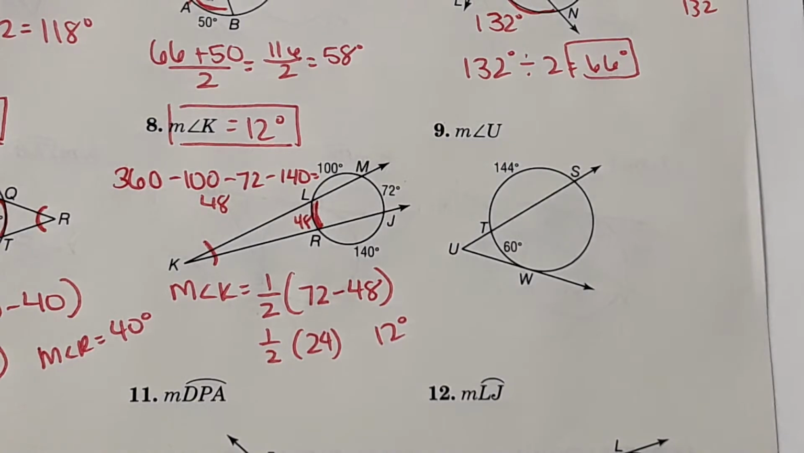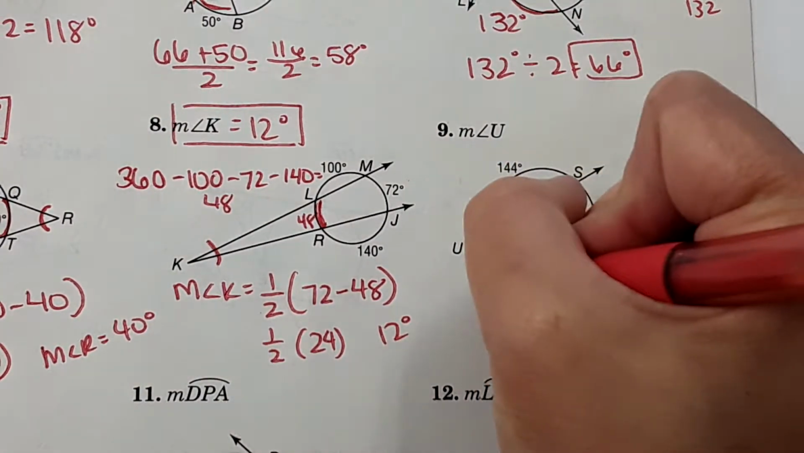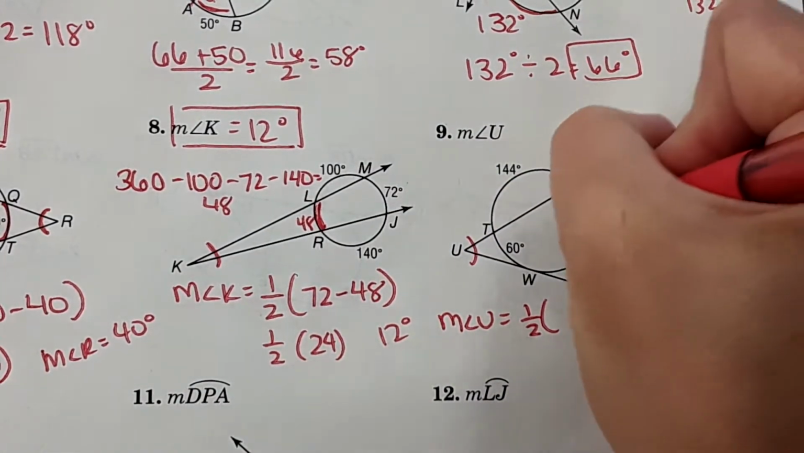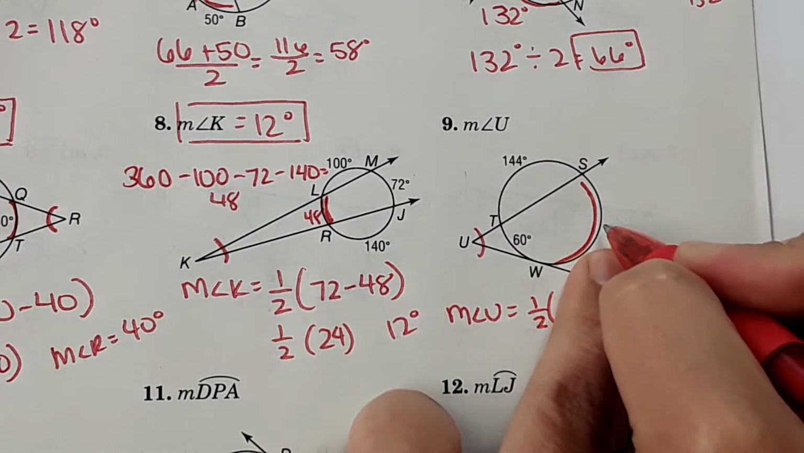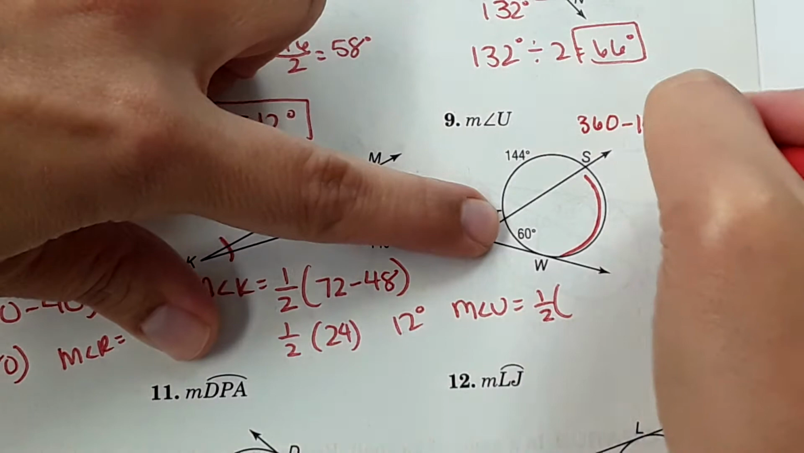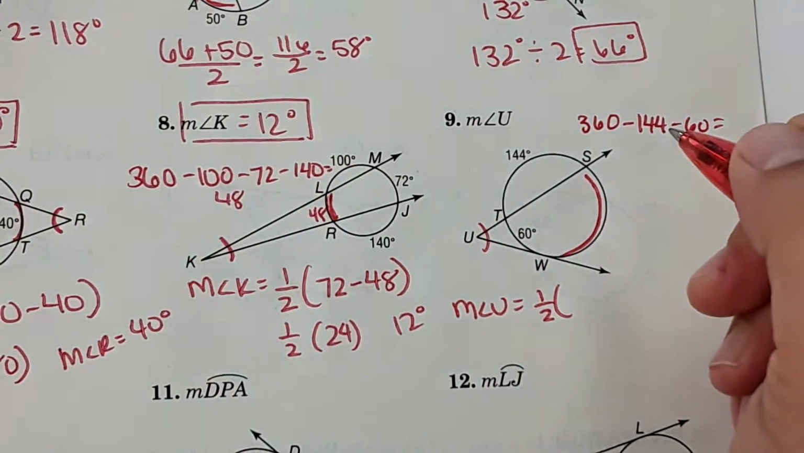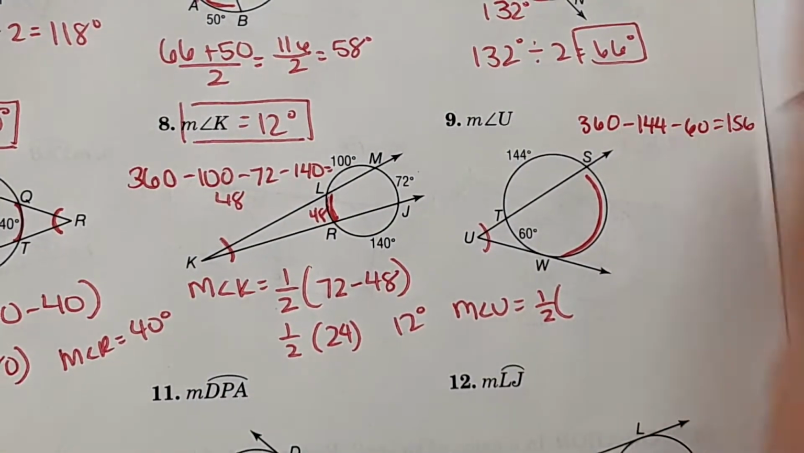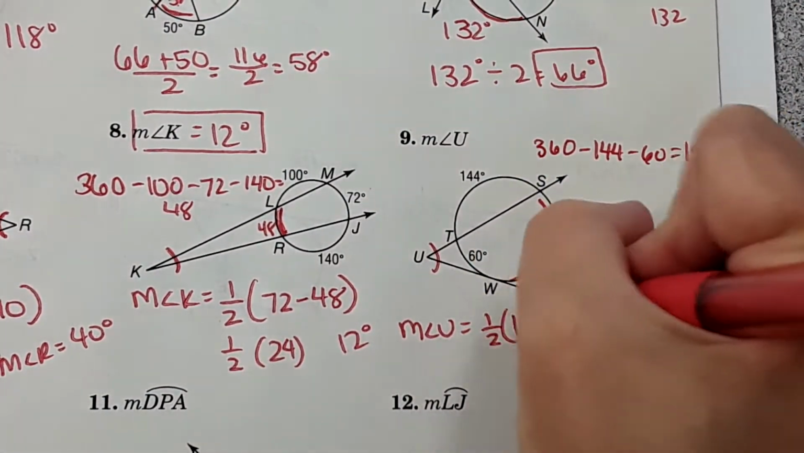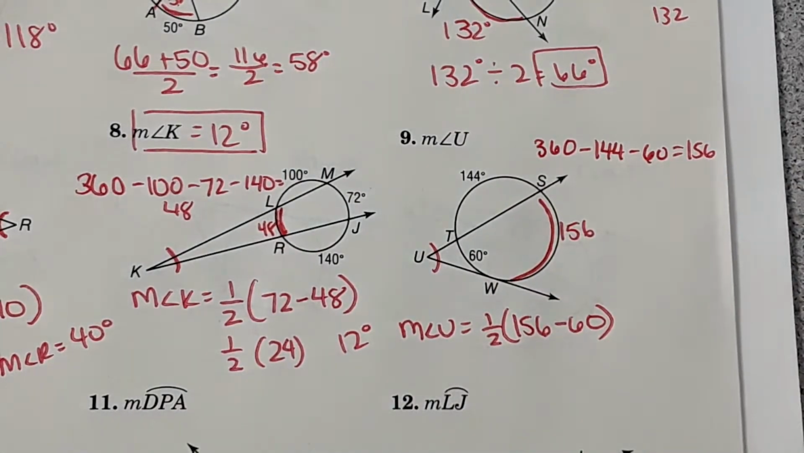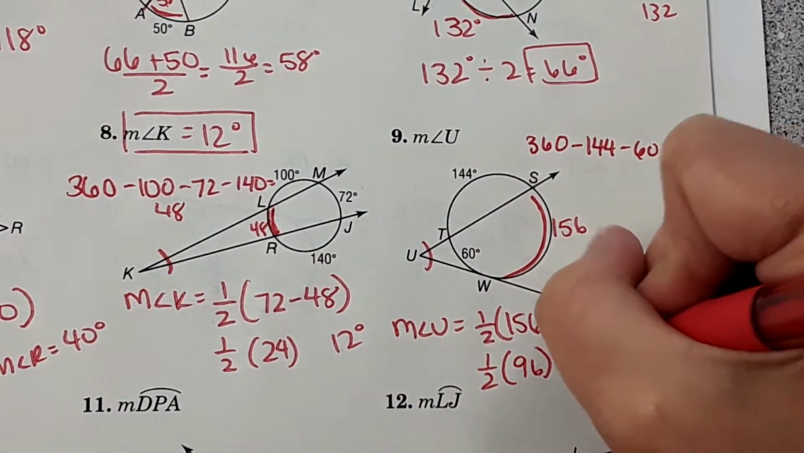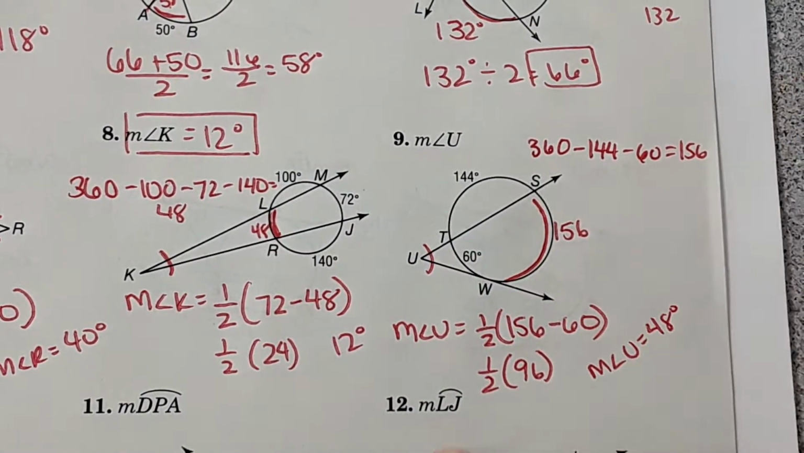Number 9. Same idea. Measure of angle U equals 1/2, and then we have to subtract these two arcs. This one we do not know, so we have to do 360 minus 144 minus 60 to give us just this arc. This subtracts out to 156. So that's here. 156 minus 60. Half of 96 is 48. Measure of angle U is 48 degrees.